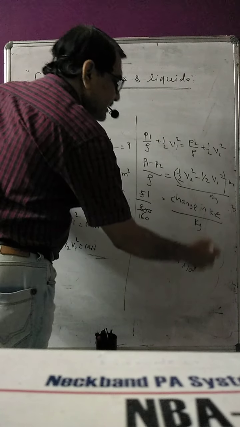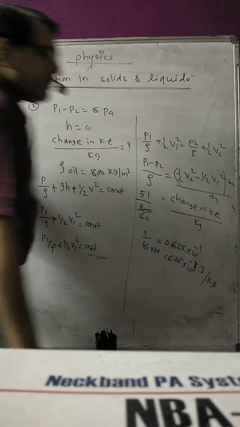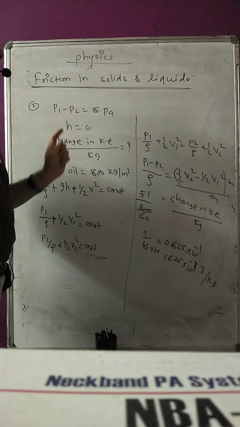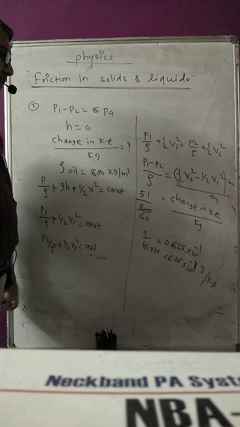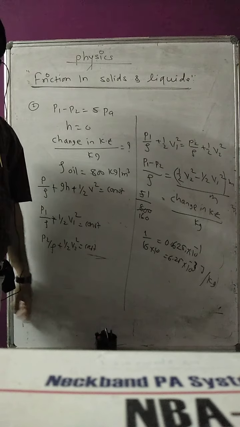And this is the change in kinetic energy, in joule per kg. So that will be your right answer. This is how you can solve these numericals also. 6.25 into 10 raised to minus 3 is the right answer. You can solve this type of sum.